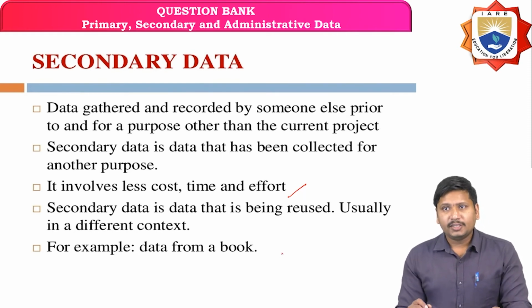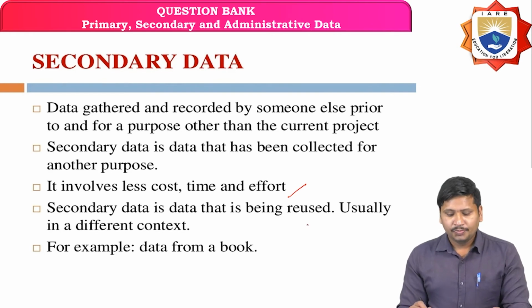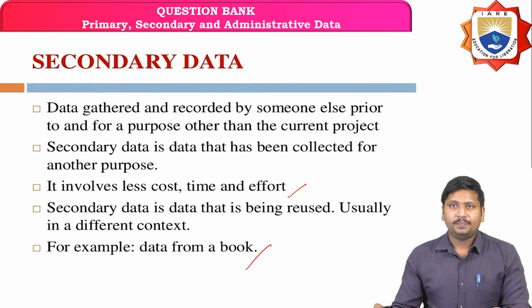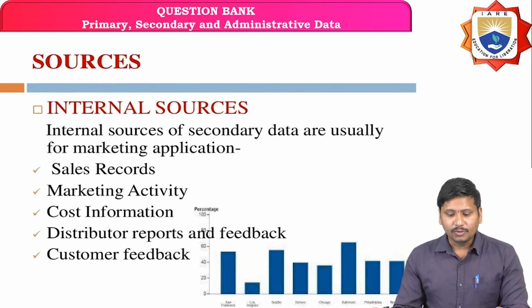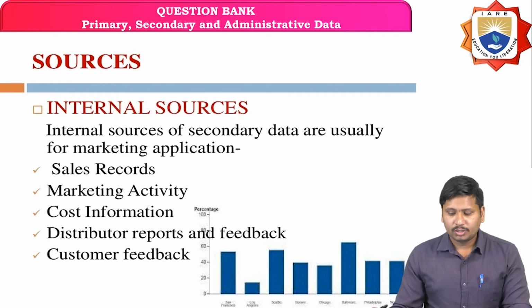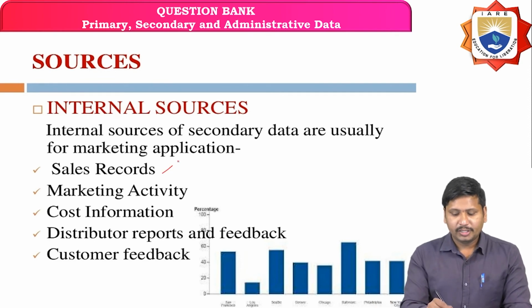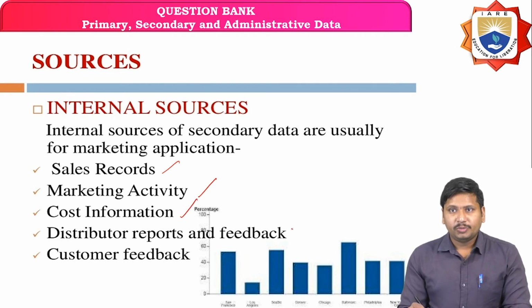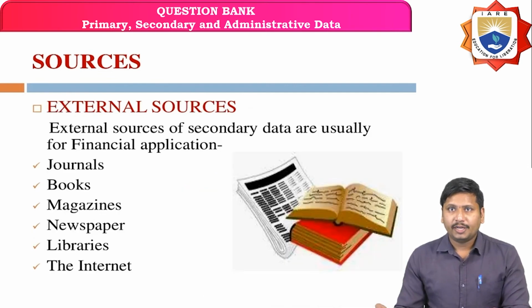And the secondary data is the data that is going to be reused, usually in different contexts. Example, data from a book. And the sources will be internal and external sources. So the internal sources of the secondary data will be sales records, marketing activity, cost information, distributor reports and feedback, and customer feedback. So these are some of the internal sources of the secondary data.